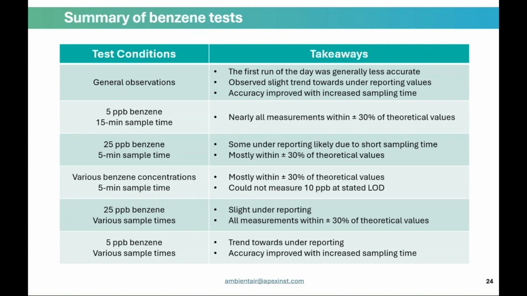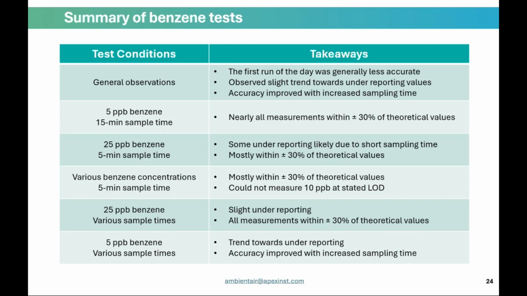For the 5 ppb benzene 15-minute sampling time, nearly all of those measurements were within the plus or minus 30% of the theoretical value range. So pretty strong performance at the 15-minute sampling time. We're seeing 25 ppb of benzene, and the 5-minute sampling time, there was some underreporting, but most values were within that plus or minus 30% range.